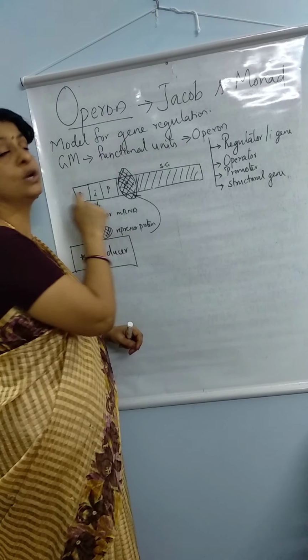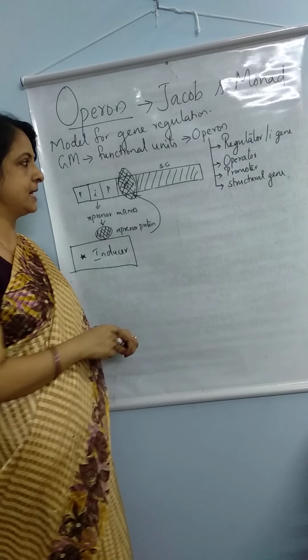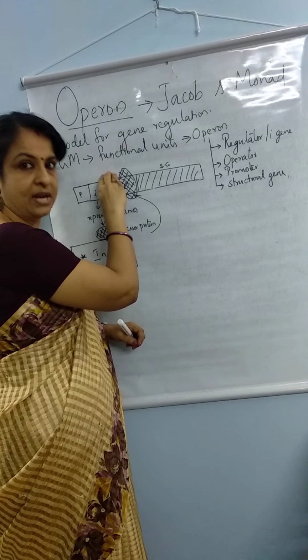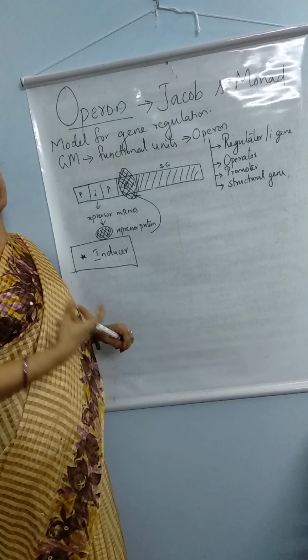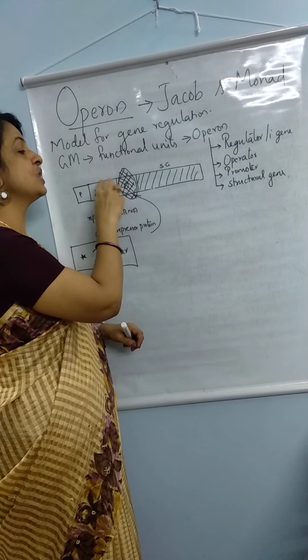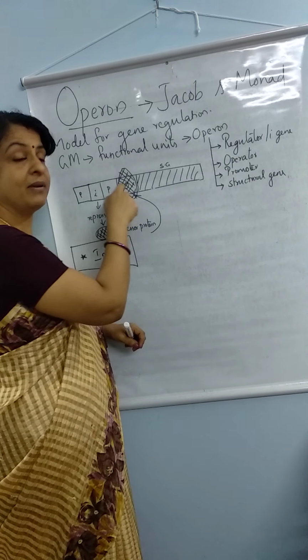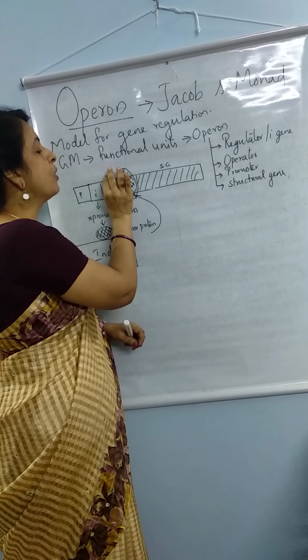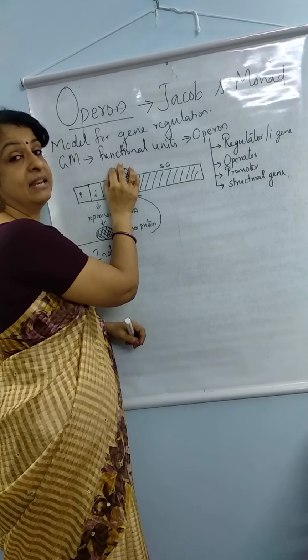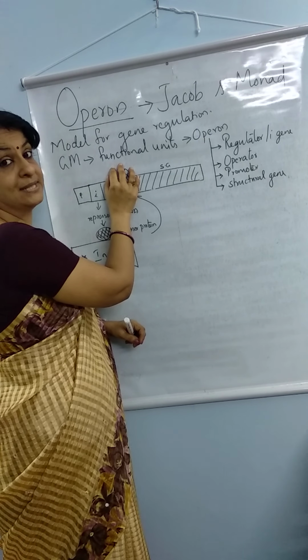Now comes the promoter gene. What's the function of promoter gene? Promoter gene is a region where RNA polymerase binds and starts the process. Now, in promoter region, when the operator region is covered with the repressor protein, this promoter region is not available for RNA polymerase to bind.